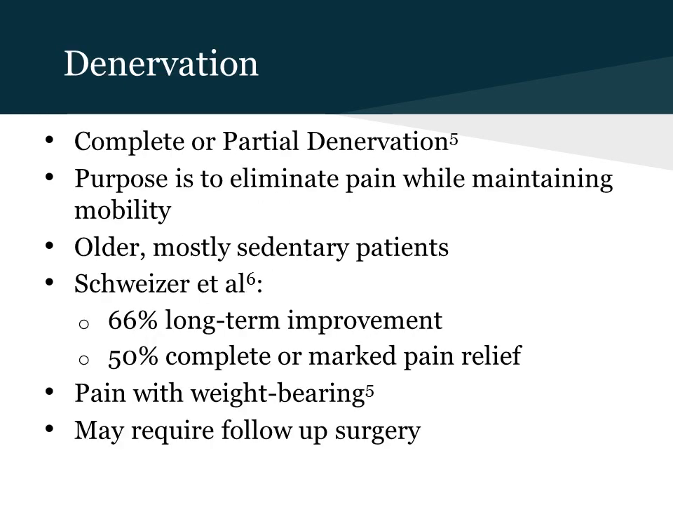Denervation is one surgical option. It can be a complete denervation, which cuts all the nerve branches to the wrist, or a partial denervation, which cuts only the anterior and posterior interosseous nerves. The purpose of this surgery is to eliminate pain without affecting the mobility of the patient. It is indicated for older patients who are mostly sedentary.